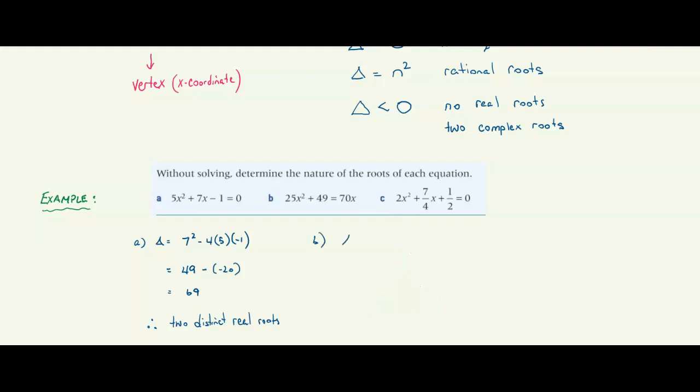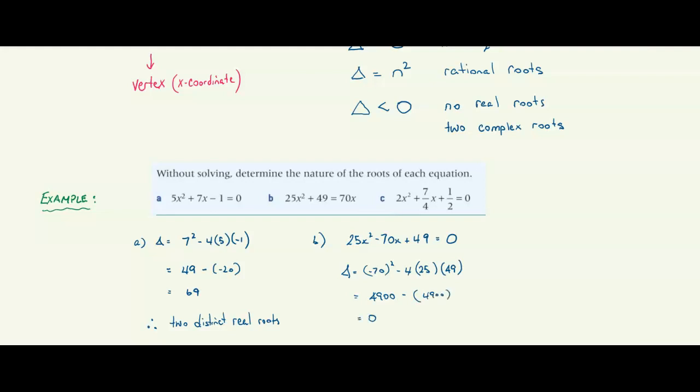Okay, B, discriminant equals. Okay, well, firstly, the 70x is in the wrong place, isn't it? So I'm not ready for this yet. I need to write this as 25x squared minus 70x plus 49 equals 0. Now I can get the discriminant from negative 70 squared minus 4 times 25 times 49. Now 70 squared, 7 sevens are 49, so that's 4,900. Now I'm going to subtract what looks like 4,900. So I'm going to end up with 0 here.